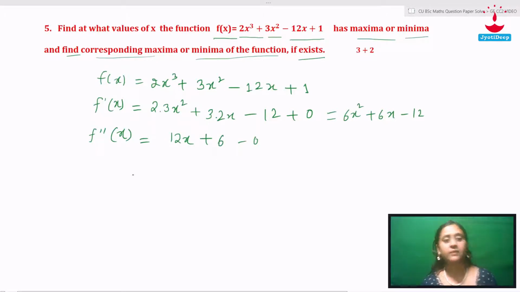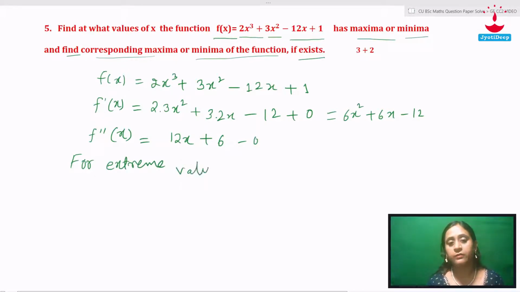Okay, so we have to find maxima or minima. So first we found f(x), f dash x, f double dash x. For extreme values, that is maxima or minima, for extreme values of x, f dash x is equal to 0.